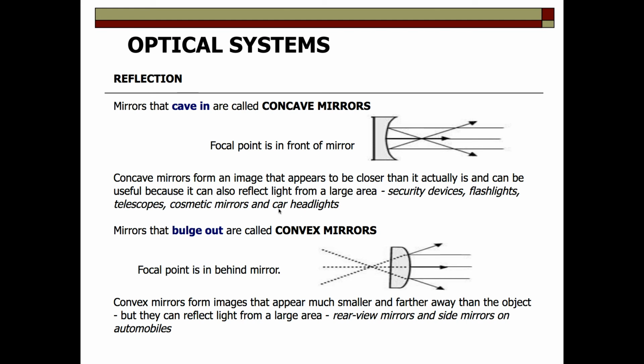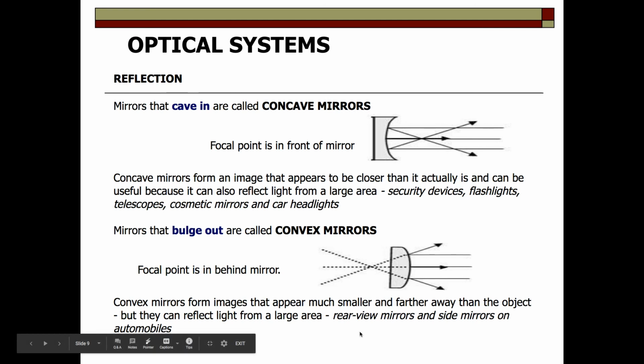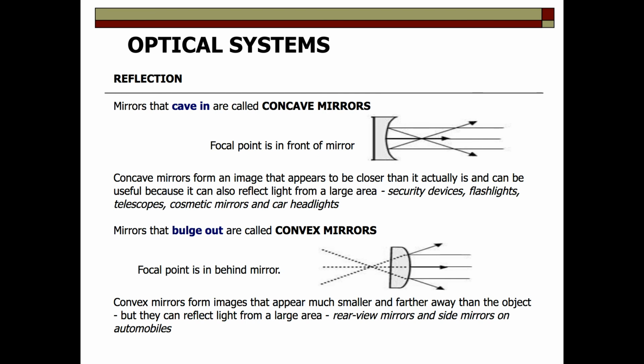So these will cave in, whereas convex mirrors are going to bulge out. So the focal point is behind the mirror. So basically what you're going to get with this is images that appear much smaller and farther away from the object. So like rear view mirrors, side mirrors on automobiles, and so on.